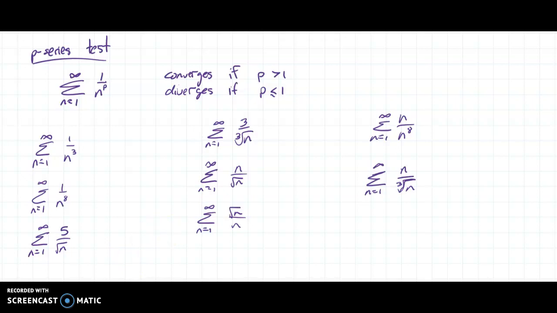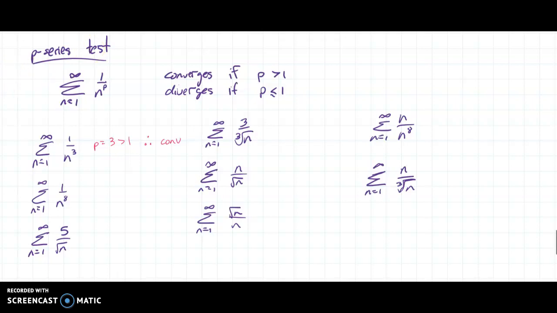First one is, P equals 3, which is greater than 1, and then I'll use my little therefore sign. It converges. So that's the way I want you to write all these. So hit pause and do the rest of them.